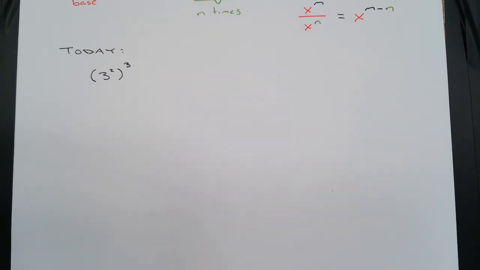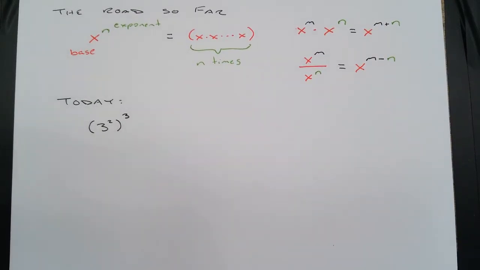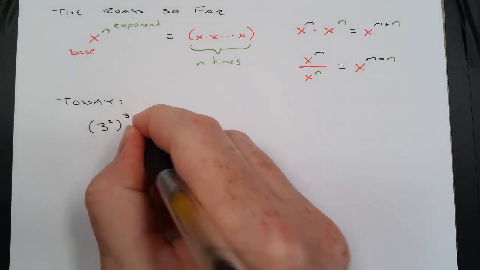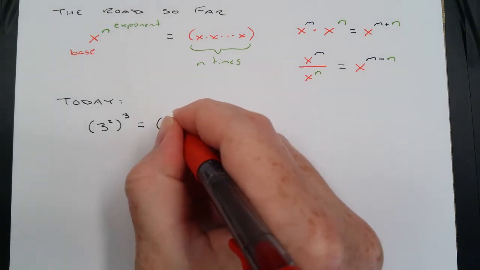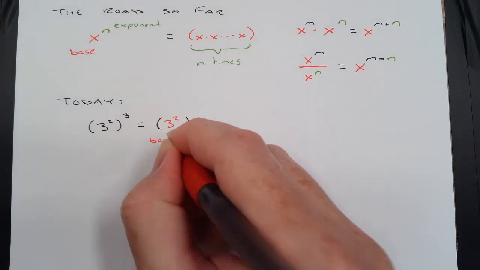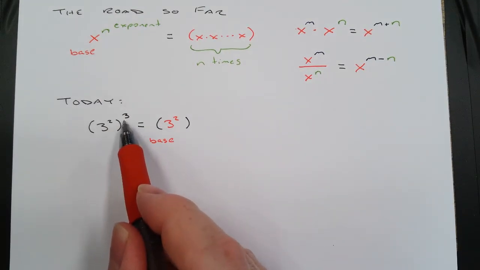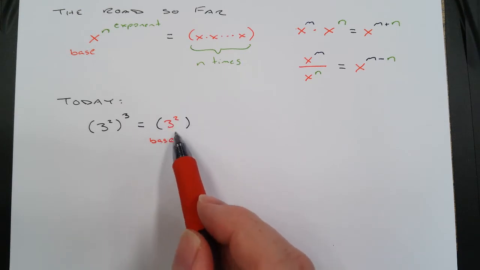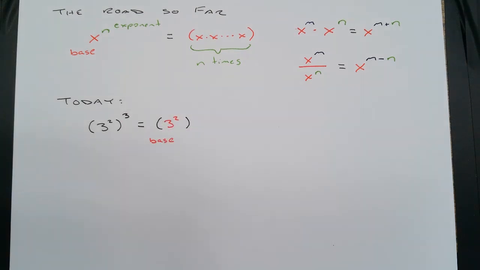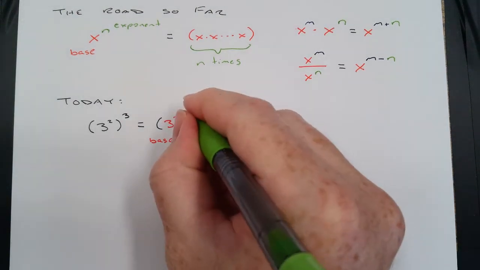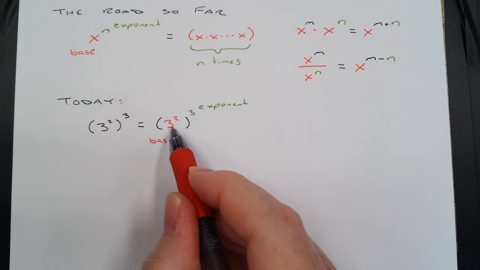Let's use what we learned in lesson 1 to help us understand this. Because to understand this, you need to see that in this case, 3 squared is the base. We actually have an exponent inside of an exponent. So we're going to just look at this one first. Instead of confusing, just say this whole thing is the base, and the 3 is the exponent. So this is the base.